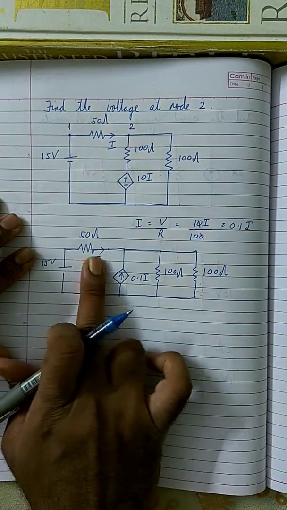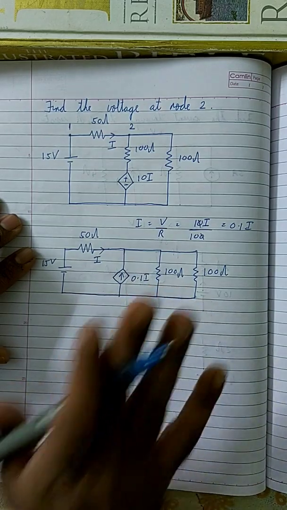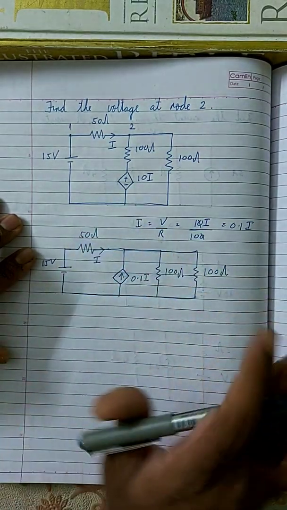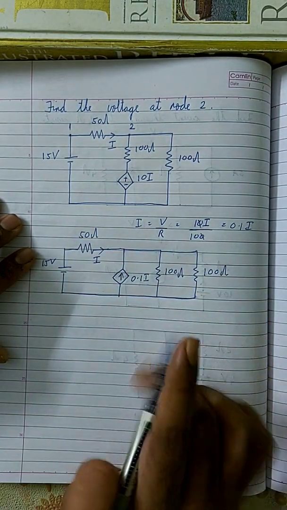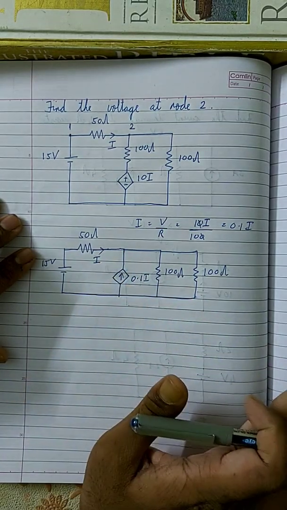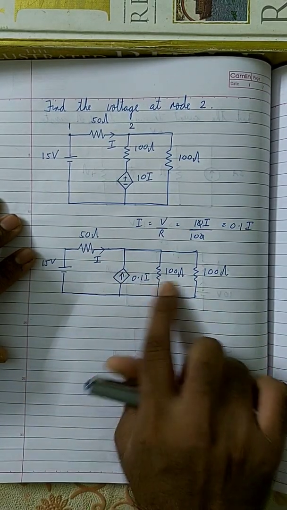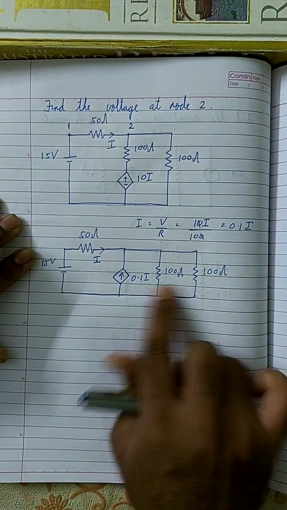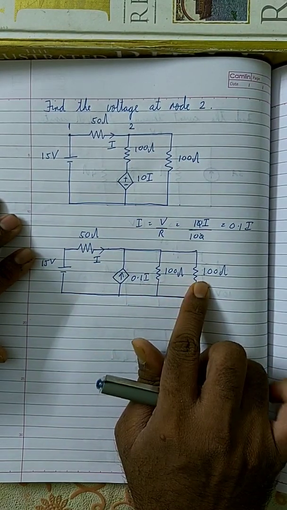Like I said, do not touch this current I. A dependent source means do not touch the controlling factor, because you should not make any change to the value of I. Now if I want, I can combine these two resistors, right? On combining these two resistors, I will get 50 ohm.